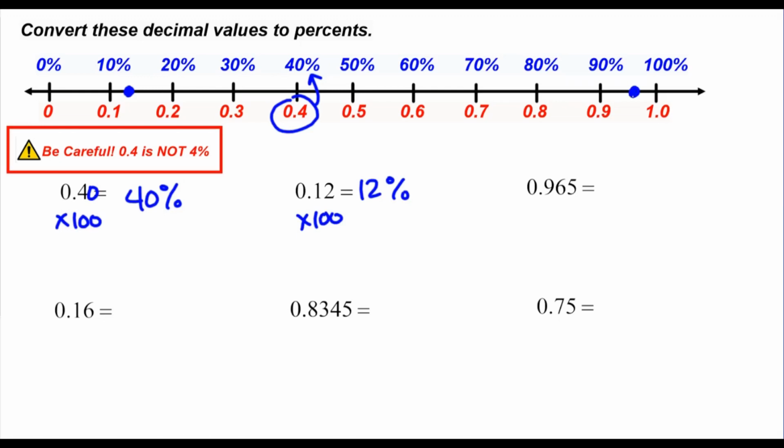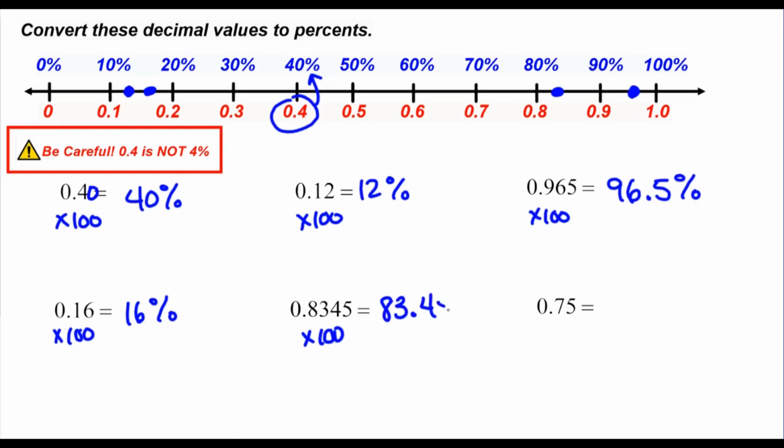0.965, that's going to be somewhere over here on my number line. So I would expect that to be somewhere between 90 and 100%. If I take that times 100, you get 96.5%. And then 0.16, that's going to be somewhere right here on the number line, between 10 and 20%. If I take 0.16 times 100, I get 16%, and that makes sense. 0.8345, that's going to be somewhere here on the number line, between 80 and 90%. If I take that times 100, I get 83.45%.